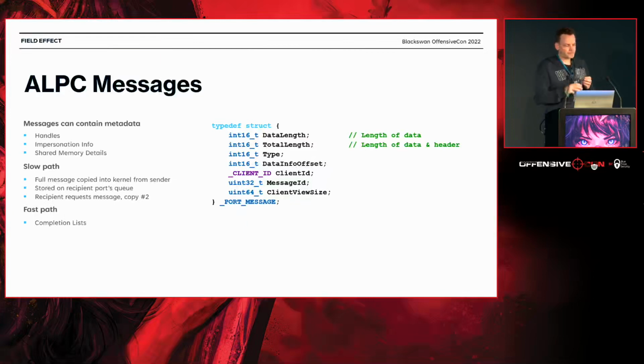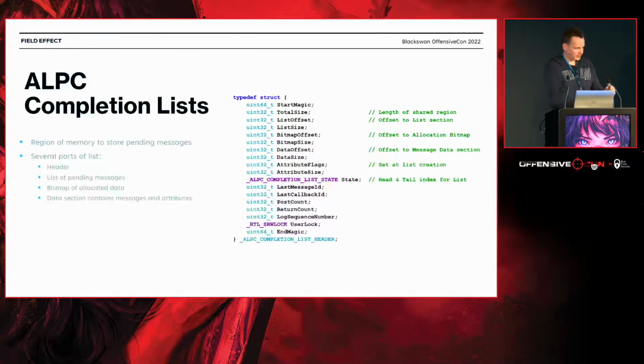So one of the performance improvements is to make that a little faster using completion lists. Completion lists are a region of memory that's created by either end of the port or both. They're optional. And it's a shared region of memory between the kernel and one end of the port. What it's used for is storing any pending receive messages. There are different parts of a completion list. There's the header, which is the structure that you can see here. Then there's a section that contains a list of any pending messages, and a bitmap section that's used to do allocations out of the data section, which is the last one. And in the header, as you can see, there are offsets and sizes of all the different sections.